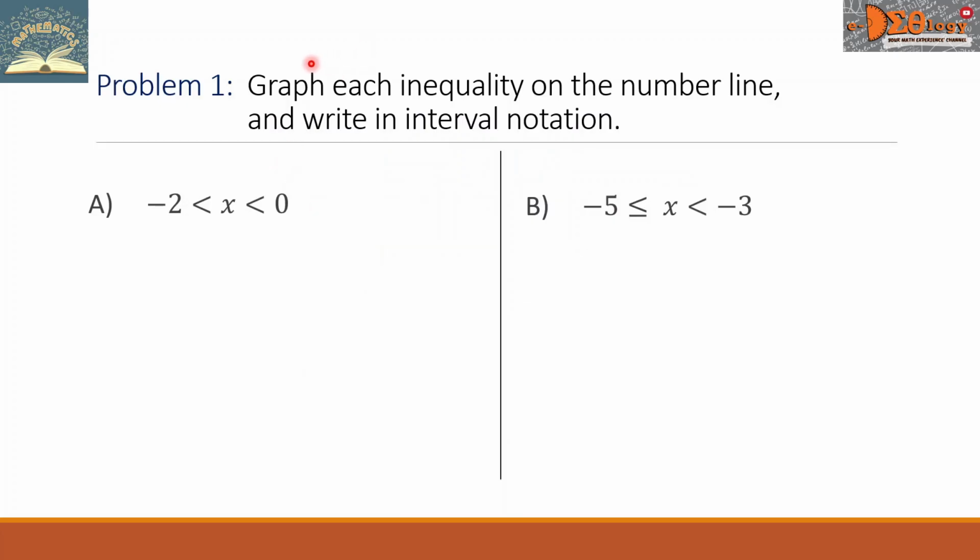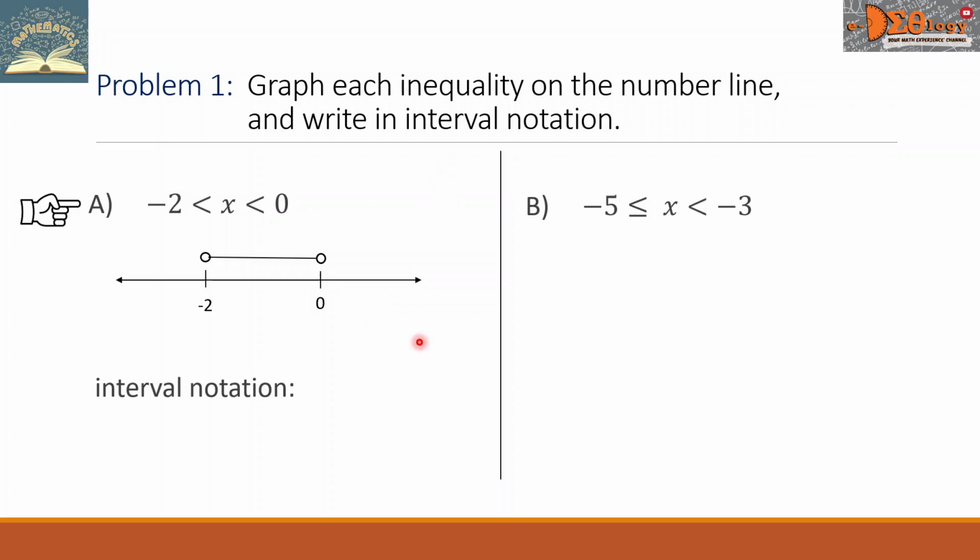Problem 1. Graph each inequality on the number line and write in interval notation. Let's have expression A. -2 less than x less than 0. Putting this in number line, we write the number line. Then we locate the 2 points. -2 is on the left, 0 on the right. Then we write a hole on top of -2 and a hole on top of 0. Then we connect with the line segment. So this is the representation of this inequality on the number line.